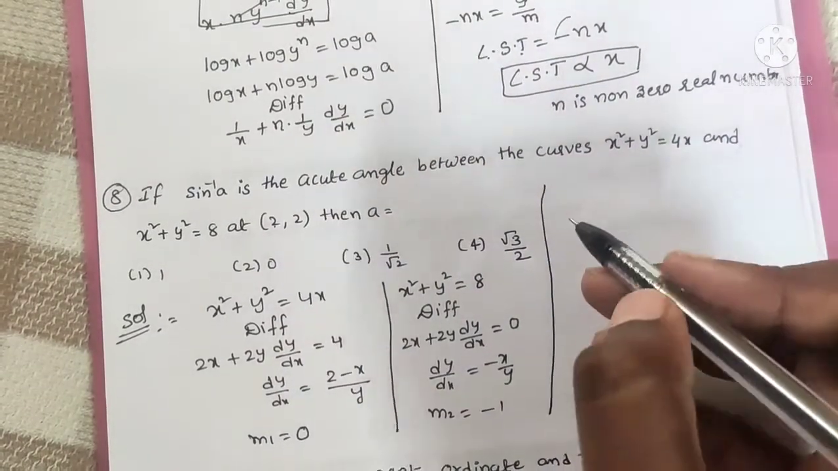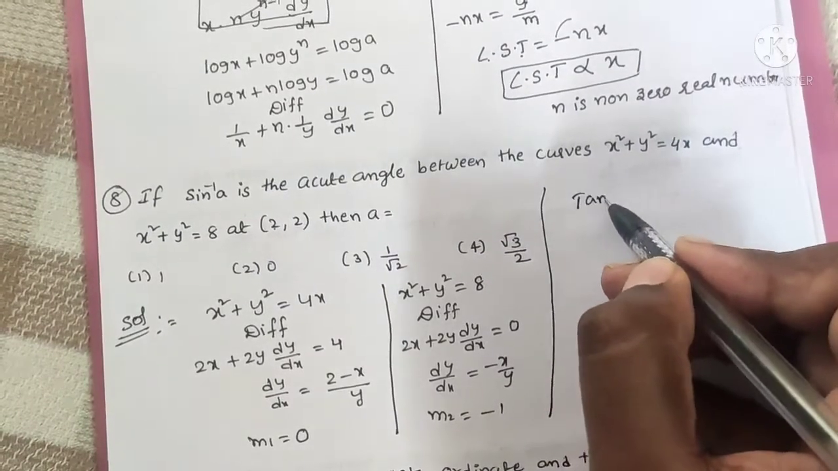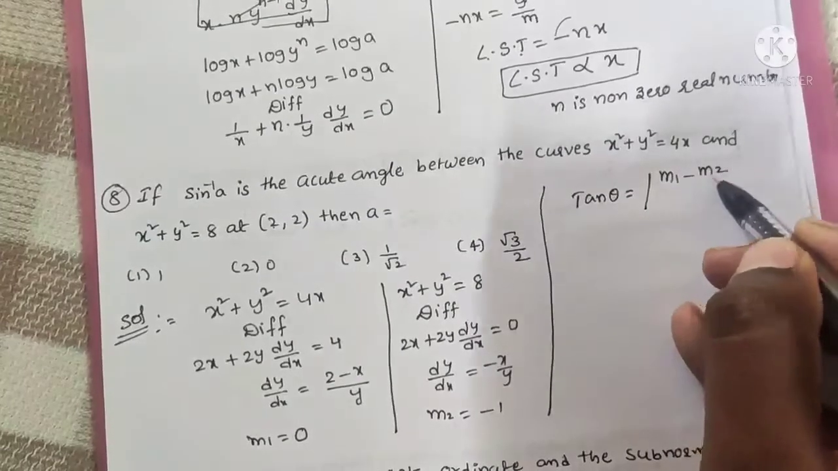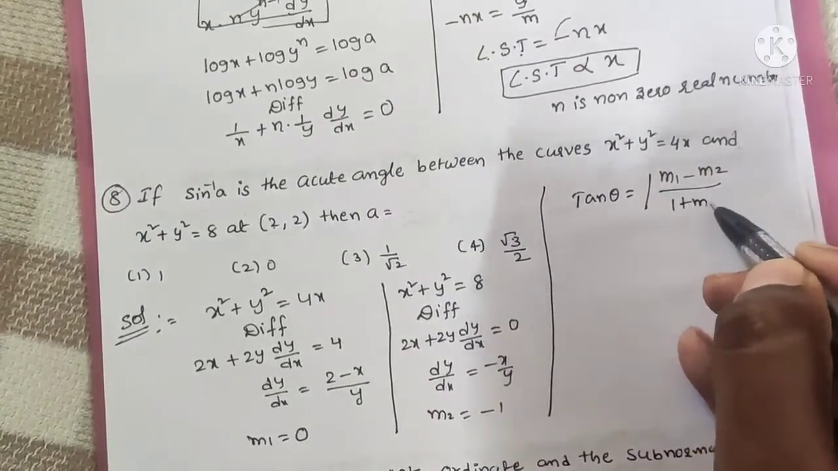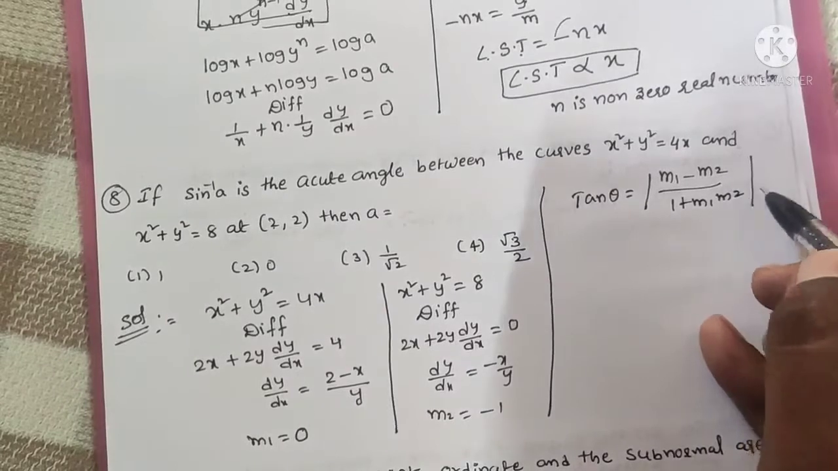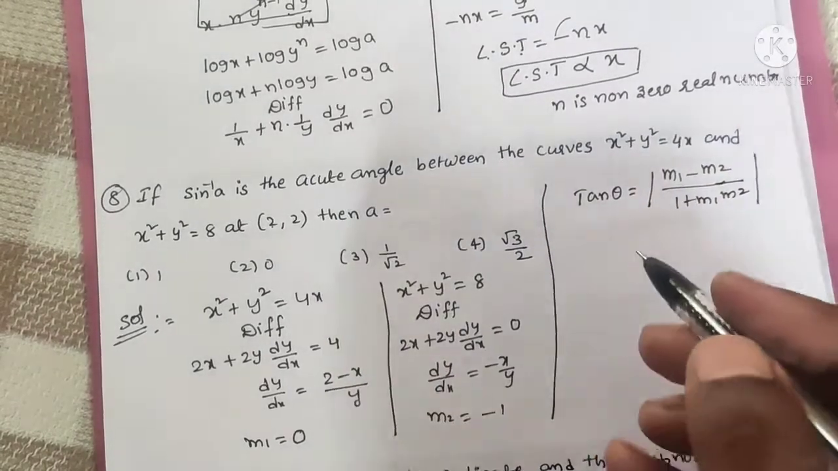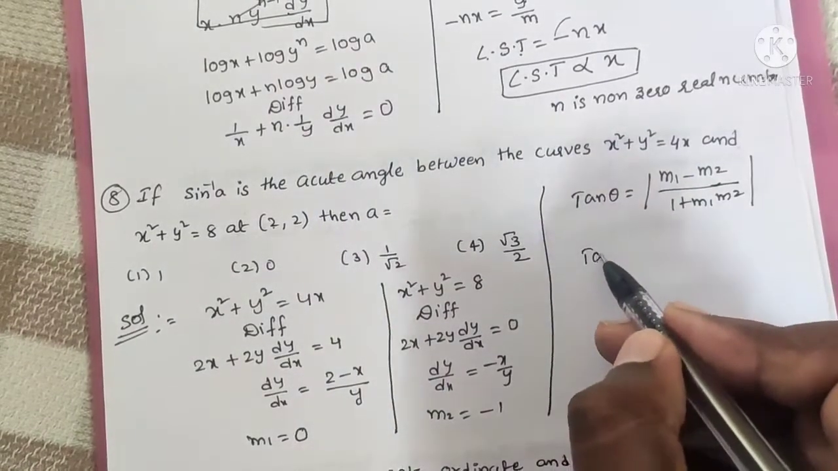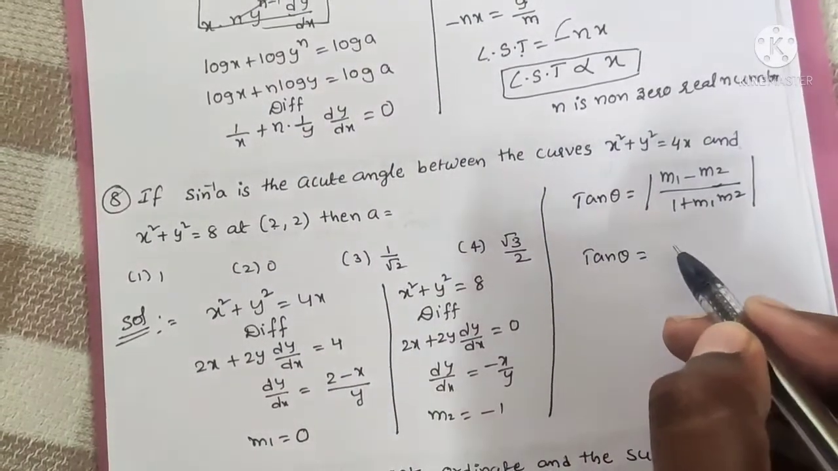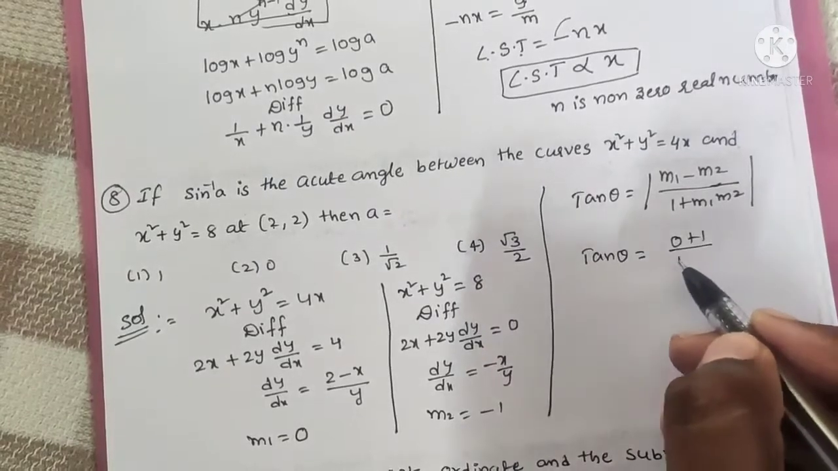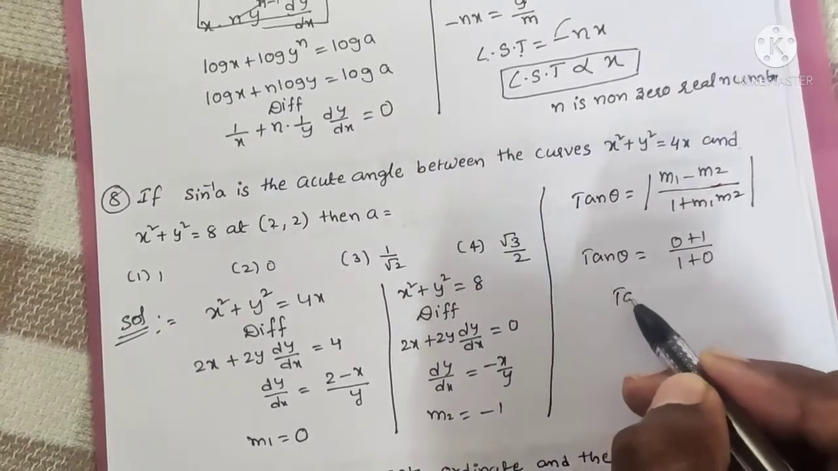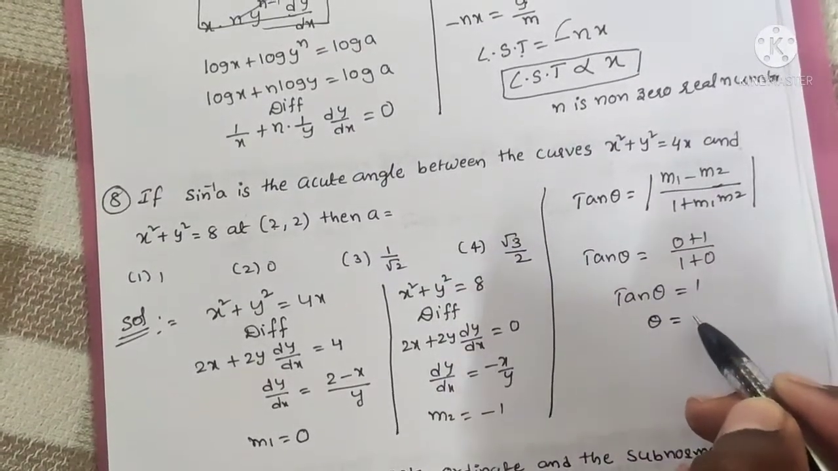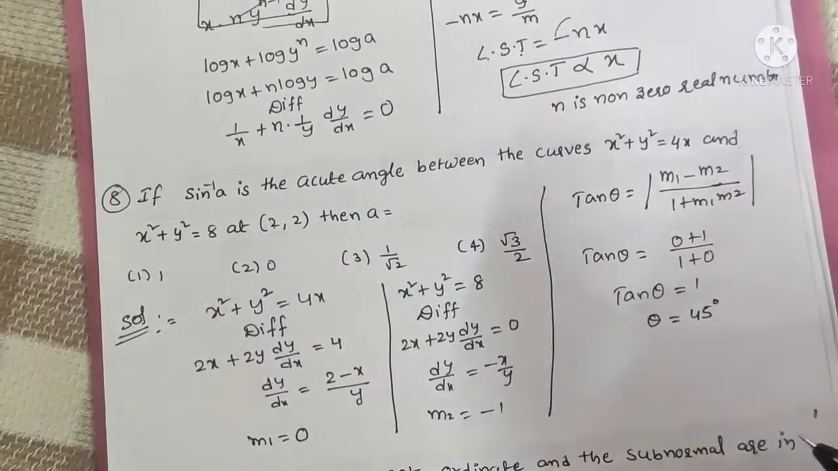We know the formula for the angle between two lines. tan theta is equal to modulus of m1 minus m2 by 1 plus m1 m2. This is the formula for the angle between two tangents. But here modulus is not required because the angle is an acute angle. tan theta is equal to m1 minus m2 by 1 plus m1 m2. tan theta is equal to 1. Theta is equal to 45.